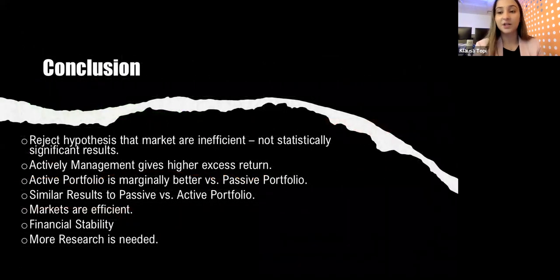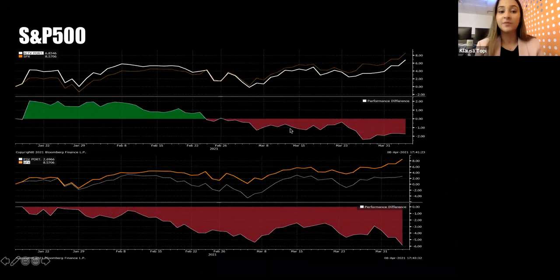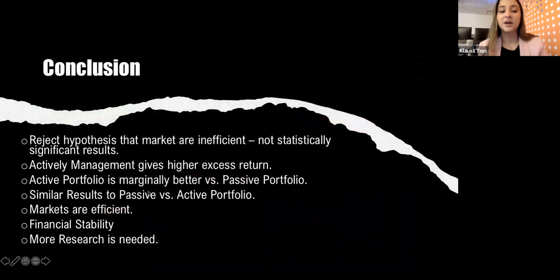And lastly, the conclusion. I would say that I reject the hypothesis that markets are inefficient because there are no statistically significant results to tell us otherwise. Active management gives higher excess returns, as we saw in the graph, and is also marginally better than the passive portfolio. However, they both have similar results compared to the market index.